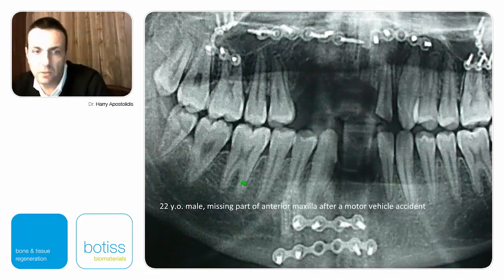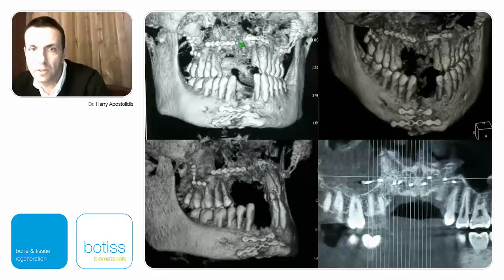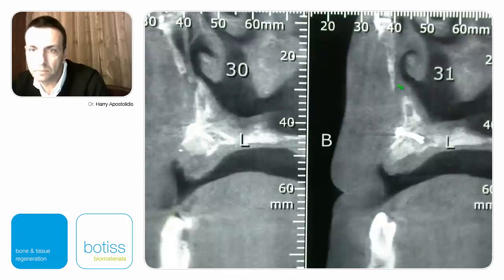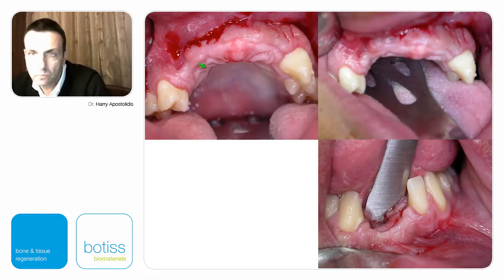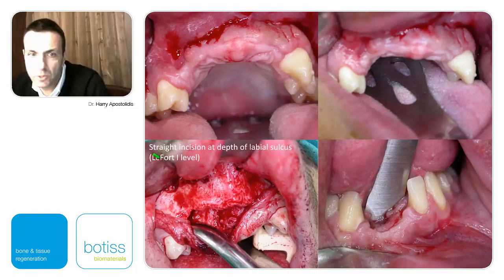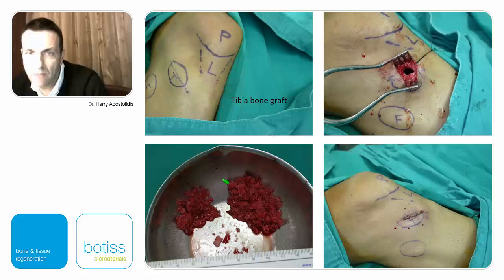Here we see a 22-year-old male, again missing part of the anterior maxilla after a motor vehicle accident. See how much of the maxilla is missing. All this is missing. And now again, we do a straight incision at the depth of the labial sulcus, only on non-attached mucosa at the Lefort-1 level to have easier closure afterwards. And we go to the tibia.